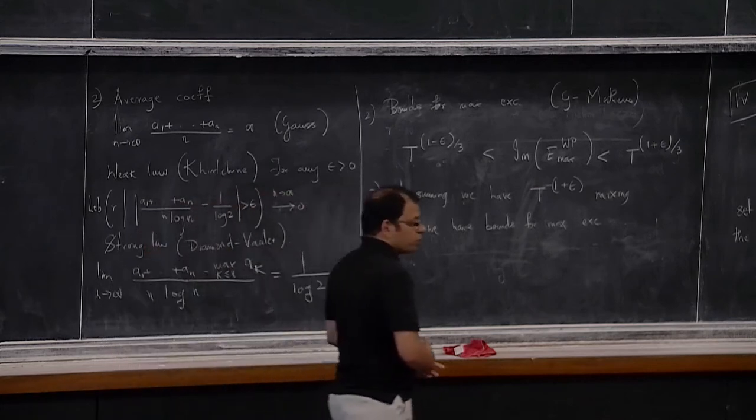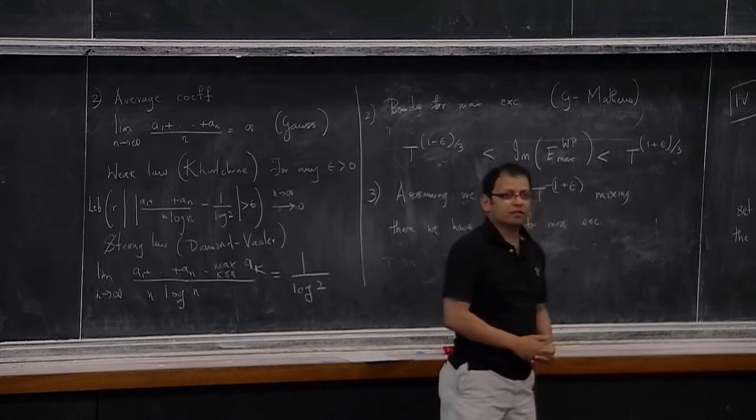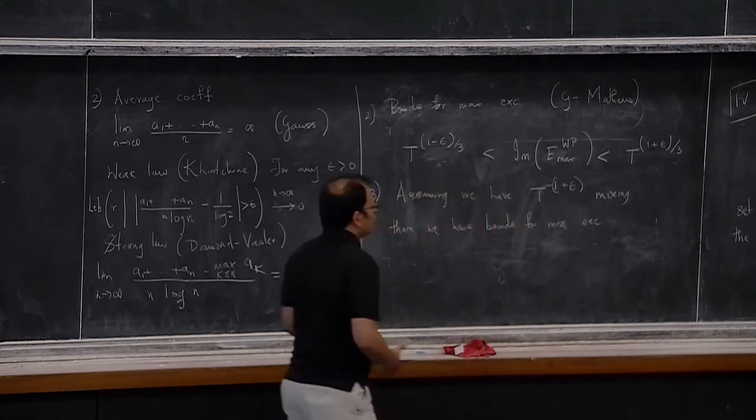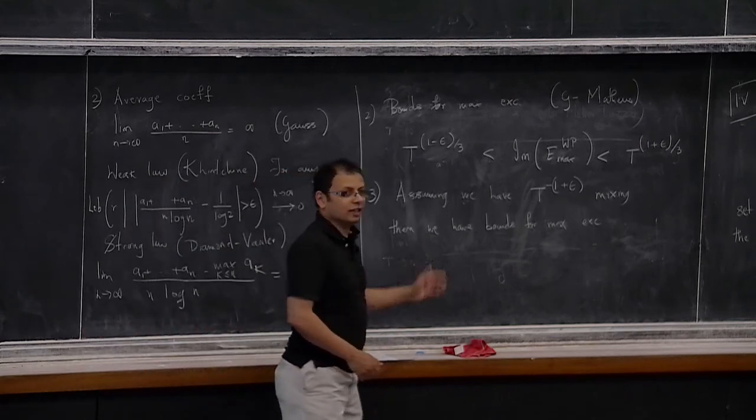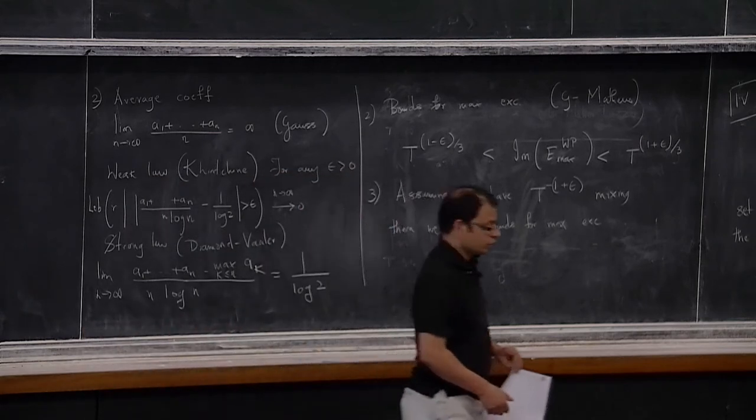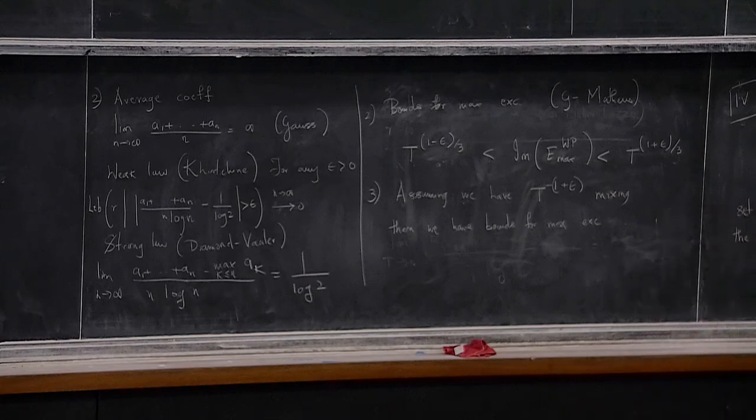That's still an open problem: what is the exact rate of mixing for the WP flow? Our guess is that it is actually, but we'll see about it.